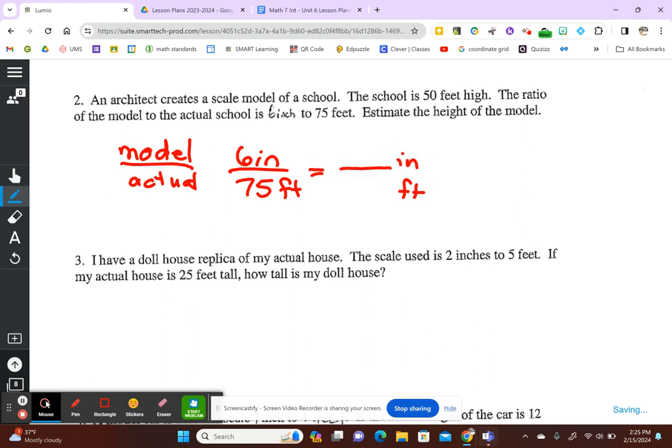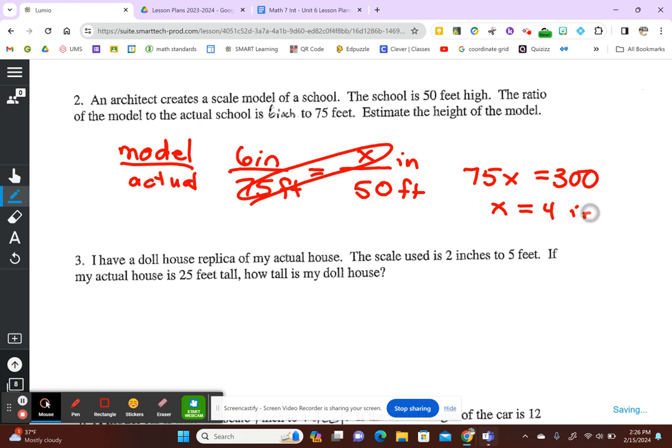And it tells me that the actual school is 50 feet high. So the 50 goes on the bottom, this becomes x. So now I have 75x equals 300 because I apply the cross product property rule. So x equals 4. So my model height would be 4 inches.